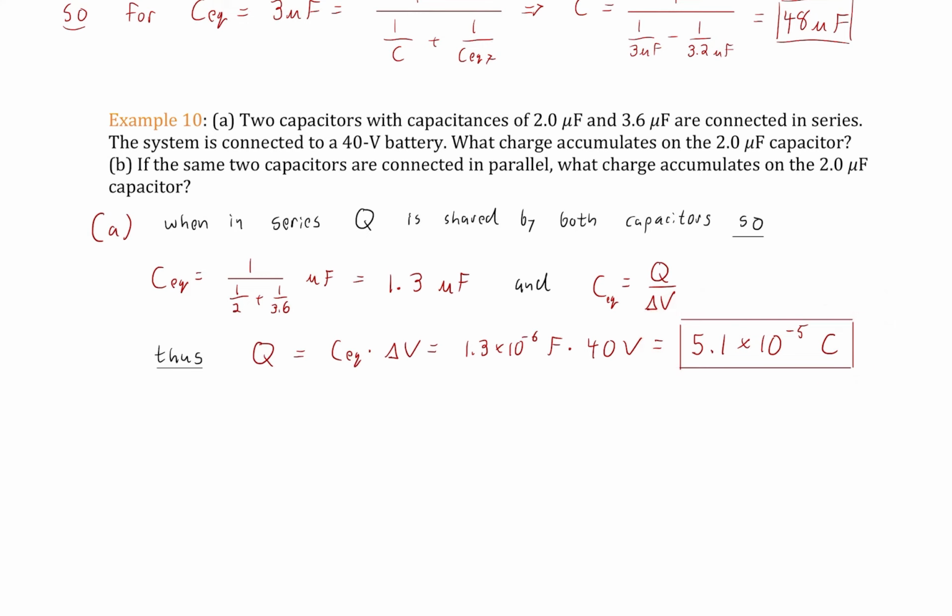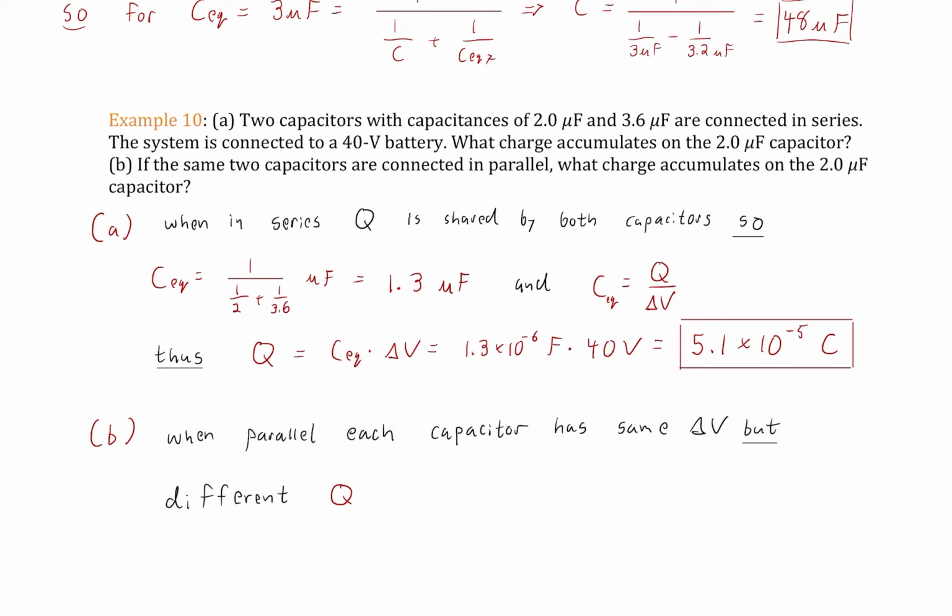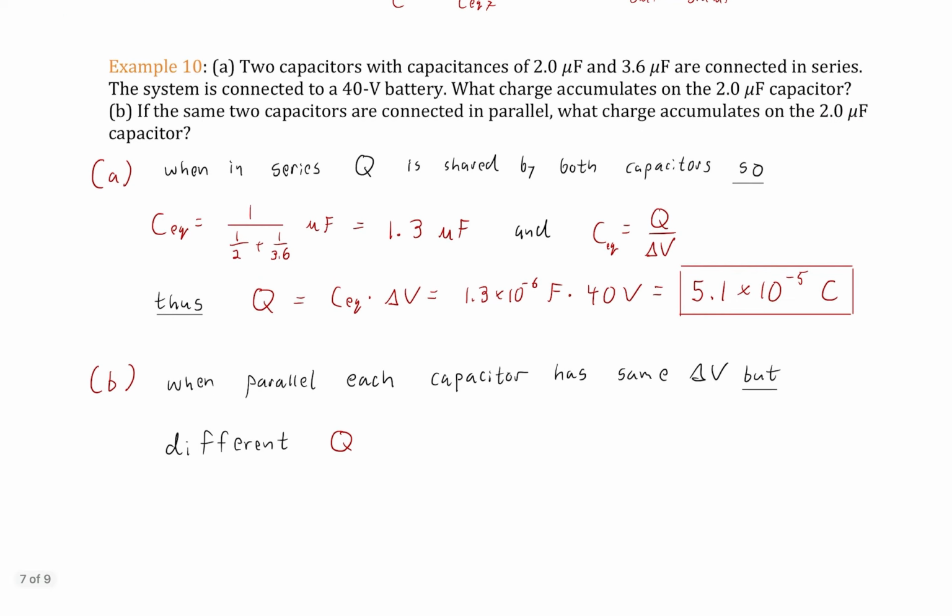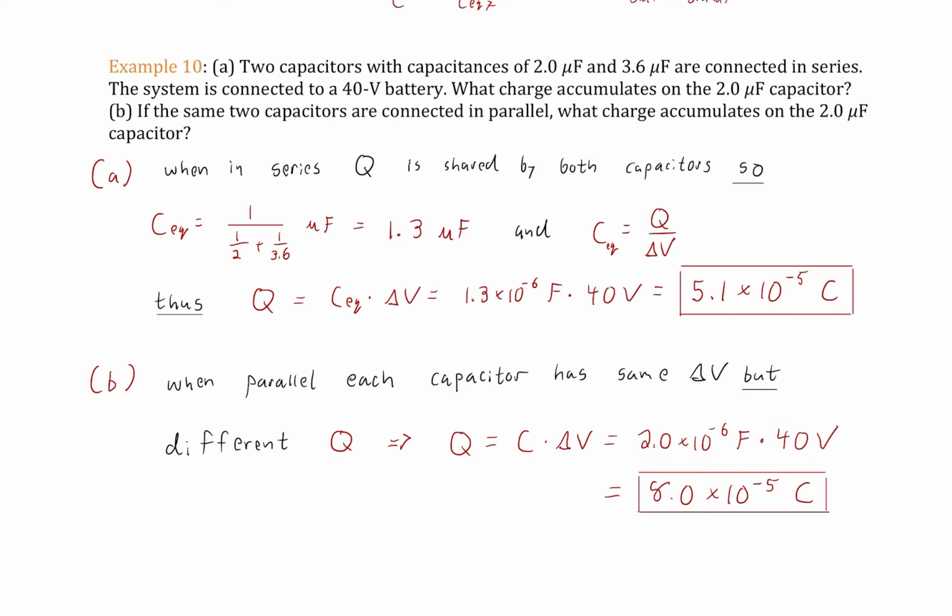All right, wonderful. Okay. And then B, if the same 2 capacitors are connected in parallel, what charge accumulates on the 2 microfarad capacitor? Okay, well, when parallel, each capacitor has the same delta V, the same voltage gap, but they have different amounts of charge. Therefore, the charge is going to be C times delta V, where we use the particular capacitance of the 2, all right, and then multiply by the 40 volts to get a charge of 8 times 10 to the negative 5. So there's actually more charge when they're in parallel than when they're in series, okay?